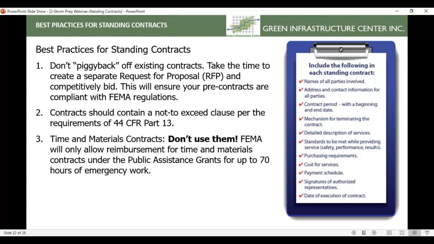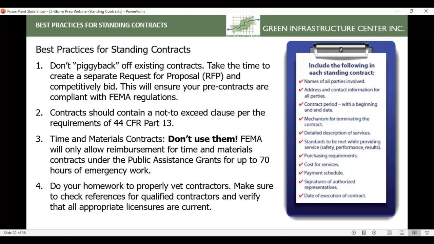And don't use time and material contracts. Just don't use them. FEMA will only reimburse for time and material contracts under the public assistance grants for up to 70 hours of emergency work. And as Darren talked about, it can take months for a cleanup to happen. And so you're going to burn through those 70 hours pretty quickly just in the first week. So don't use time and material contracts.